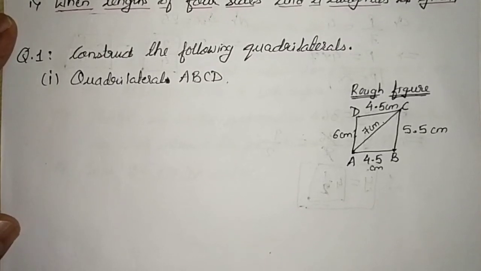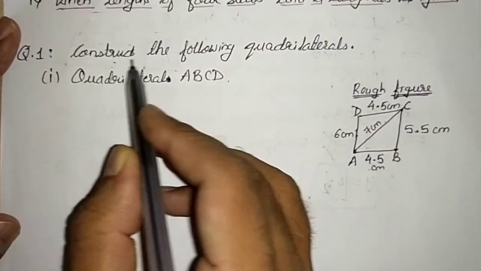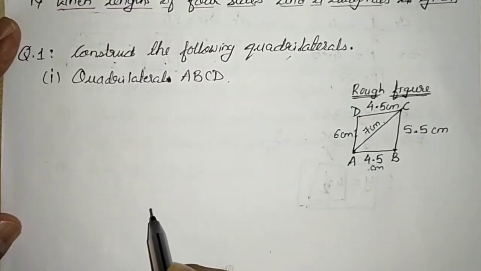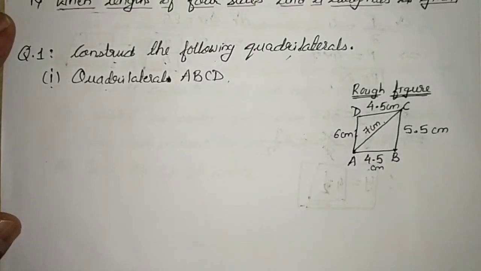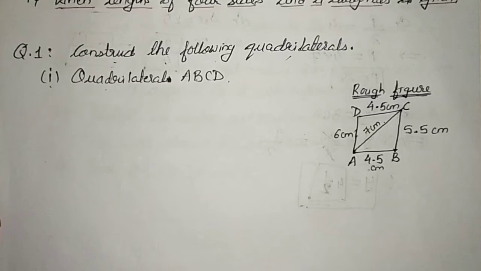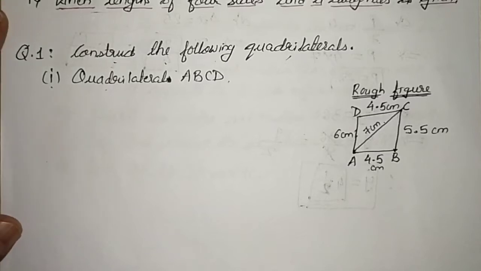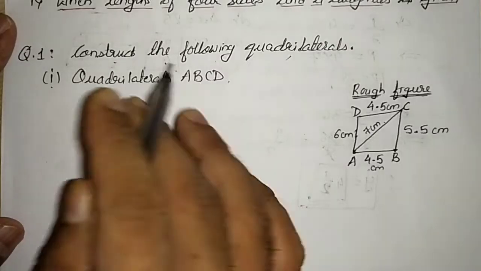Question number 1 is having 4 parts. Let me solve first part. Question number 1 says construct the following quadrilaterals. First is quadrilateral ABCD. Students, this is the explanation of the construction. So I want you all to pause me wherever necessary and draw with me so that you can achieve confidence to construct the quadrilateral. So whenever they have given you quadrilateral ABCD, draw a rough sketch.